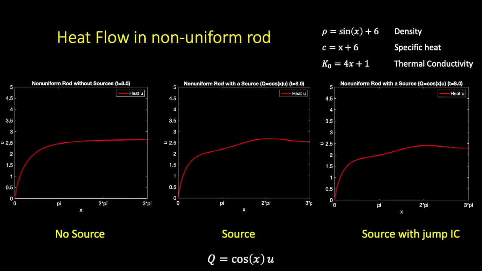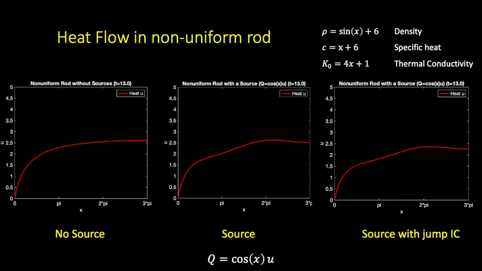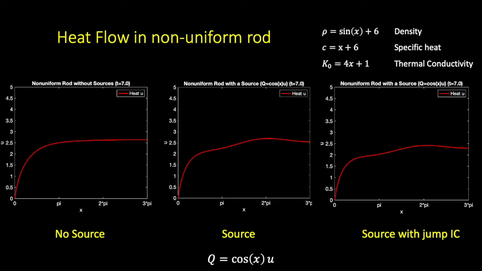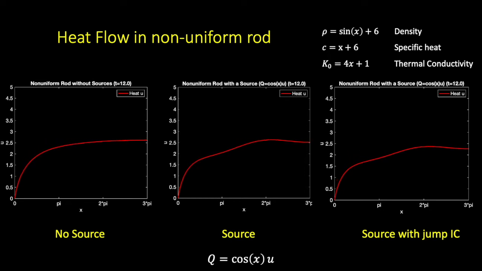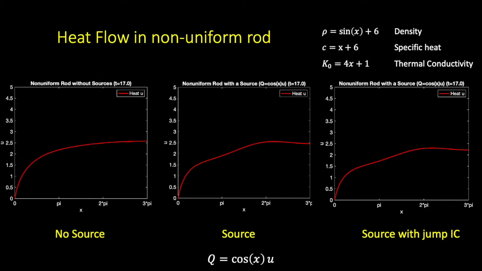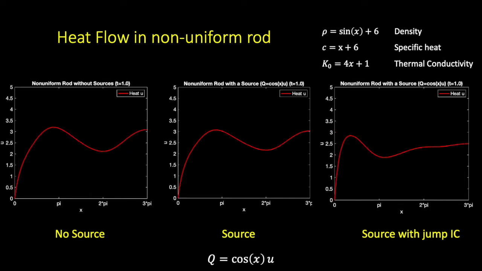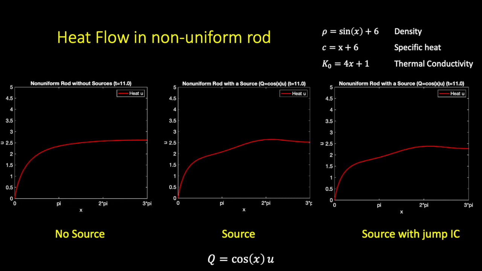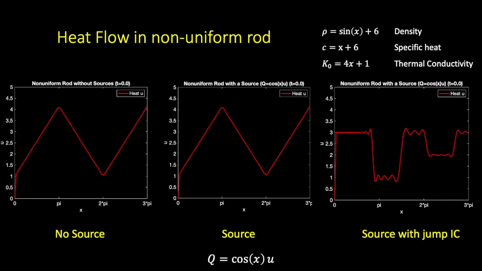What would happen to the heat flow in non-uniform rod if there is a source of heat? The source term, Q equals cosine x times u, is added to the heat equation, and the figure in the middle visualizes its solution. The solution seems to be like the no source case at first, but the solution becomes wavy due to the cosine nature of the source.